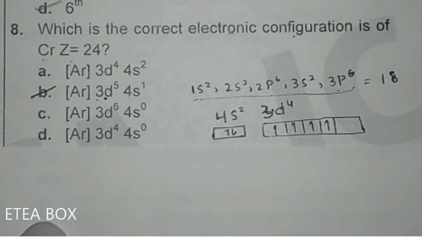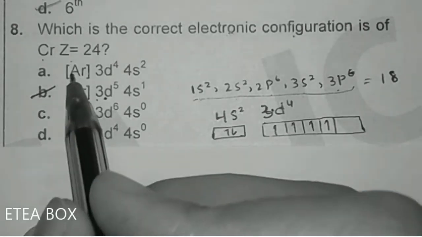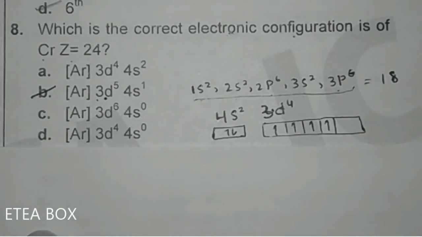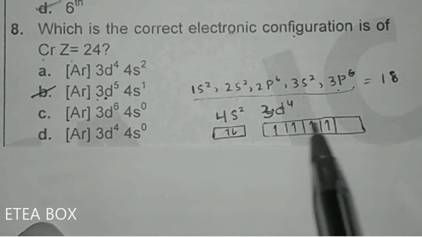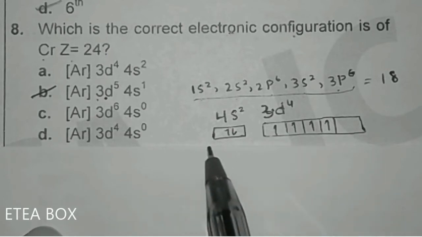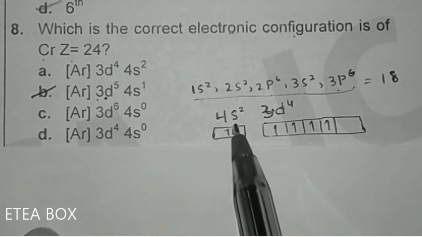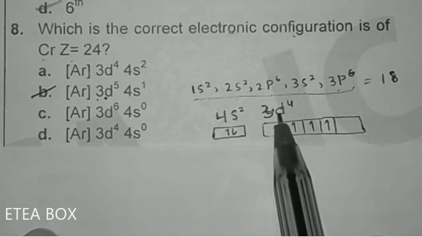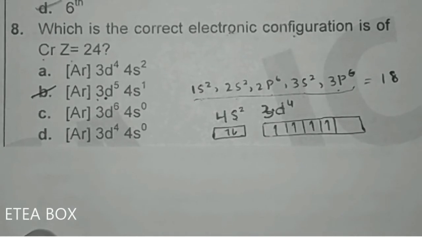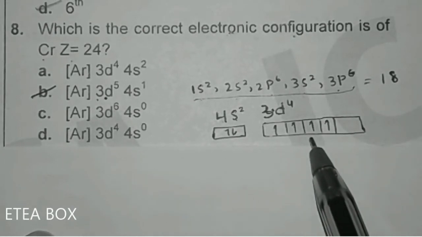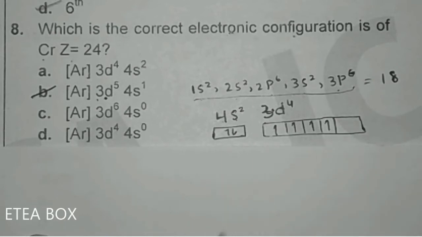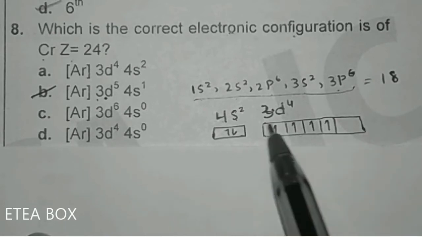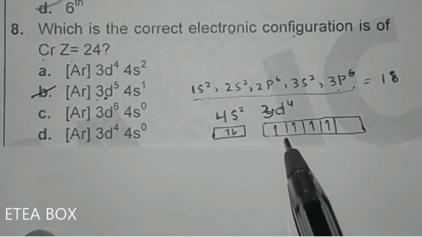Now look at its atomic number, 24, so we will write 4s2 and 3d4. We know that first we fill the S and after that we fill the D orbital. Now look here, it is 4s2 and 3d4, and we know that the half filled orbital is stable as compared to partially filled. Look, it is partially filled. We have to make this orbital stable.